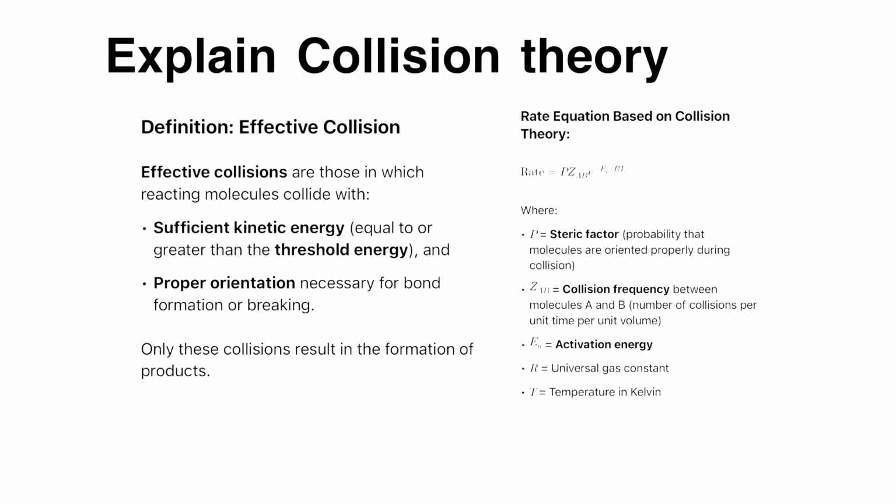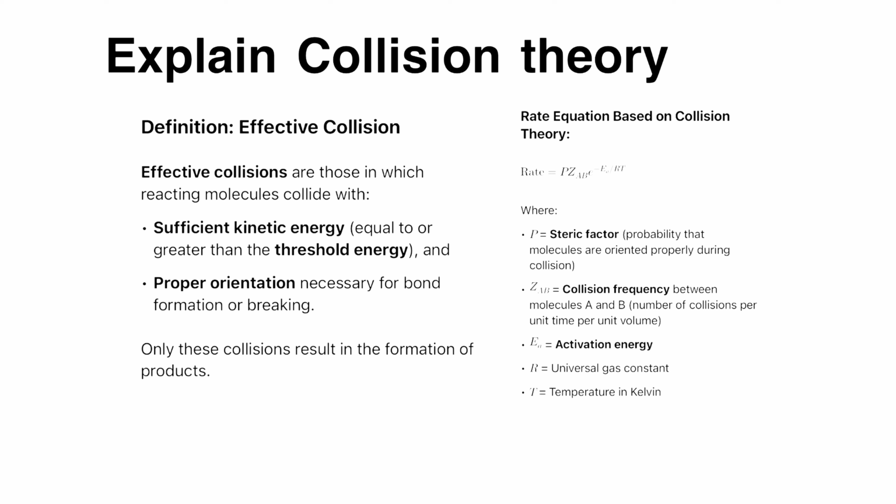Explain collision theory. According to collision theory, effective collisions are those in which reacting molecules collide with what? There are two criteria for a collision to be effective. First one, sufficient kinetic energy, which means equal to or greater than the threshold energy, plus proper orientation. These two criteria must be satisfied. Then only will a collision be effective and lead to a reaction. Only this collision results in the formation of product.